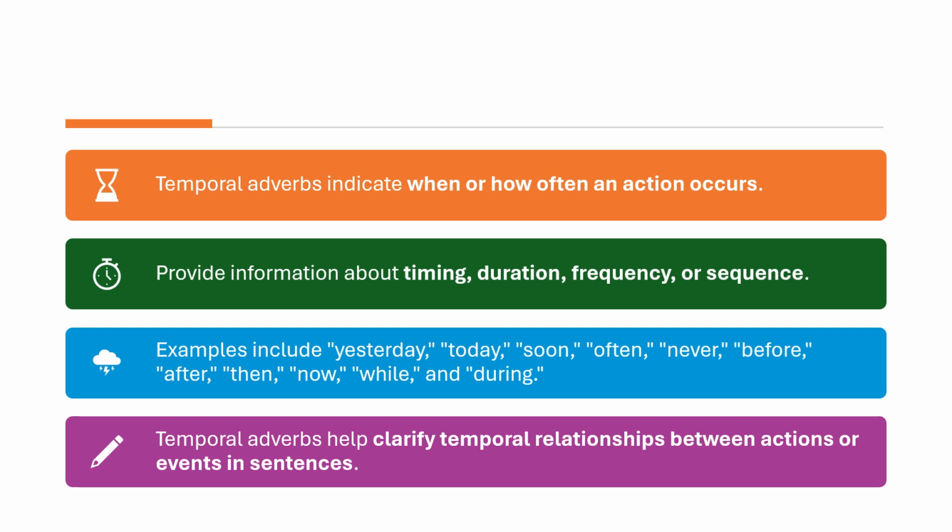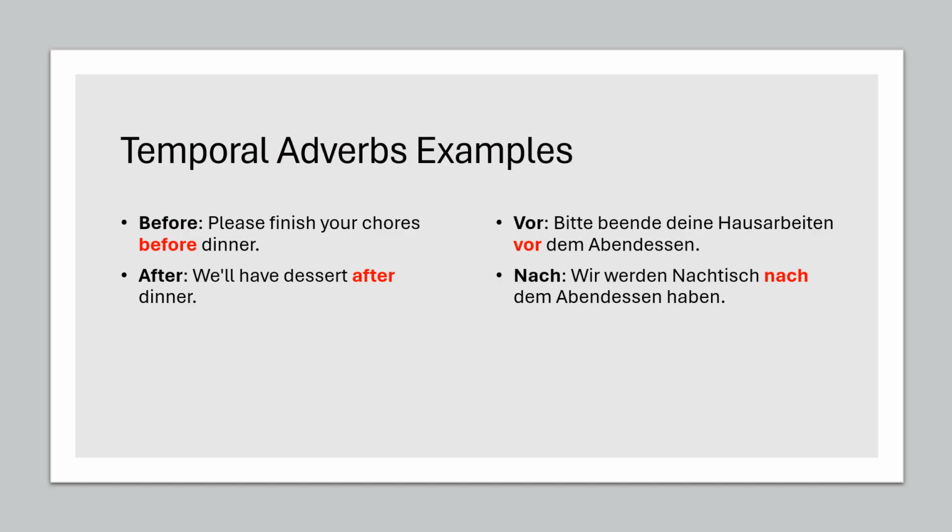So it's basically the timing of an event. That's where the word temporal comes from: timing, frequency, or sequence. That is basically temporal adverbs. Here I have some examples.